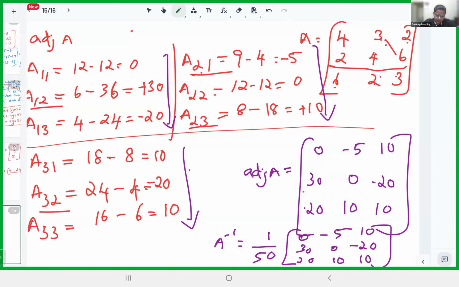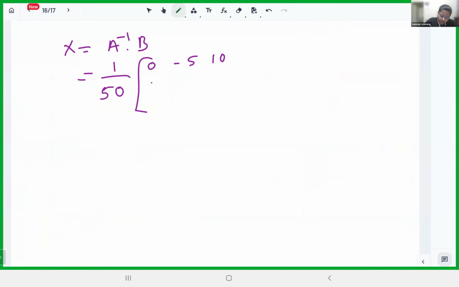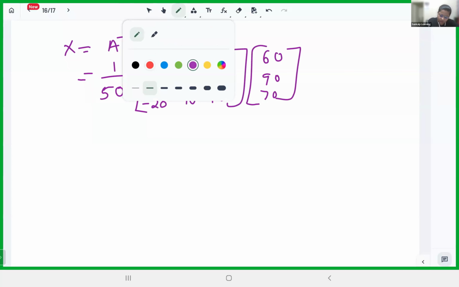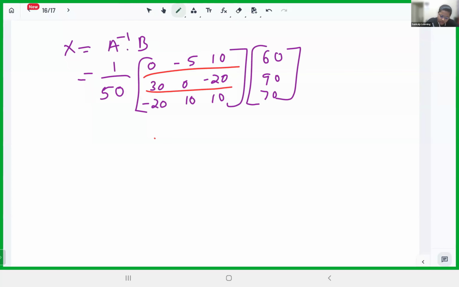All right. Now the second step is you have to find out X is equal to A inverse into B. So this is equal to 1 by 50 into matrix 0, minus 5, 10, 30, 0, minus 20, minus 20, 10 and 10, then into matrix 60, 90, 70. So this is our matrix.